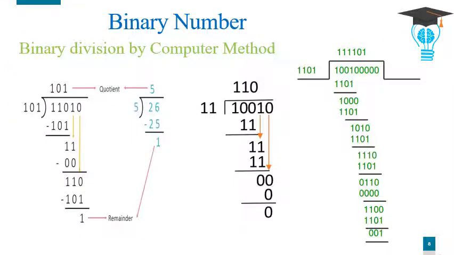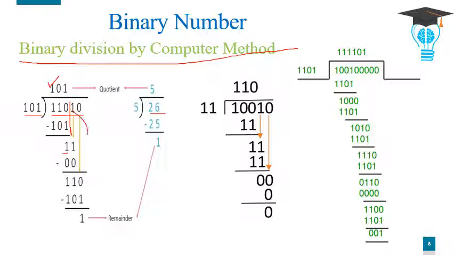It is binary division by the computer method. I want to divide 26 by 5. I have written the binary equivalent of 26, and this is 5 in binary. I'll first take 3 bits, and 101 will go once. I'll subtract this and I'll get the answer 1.